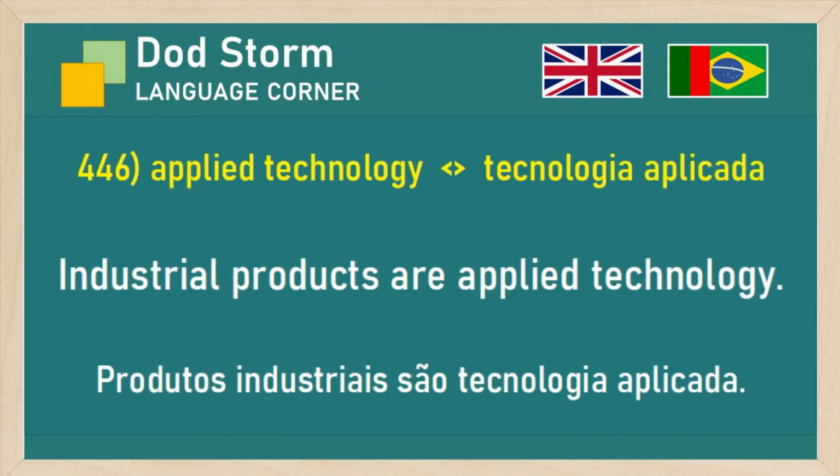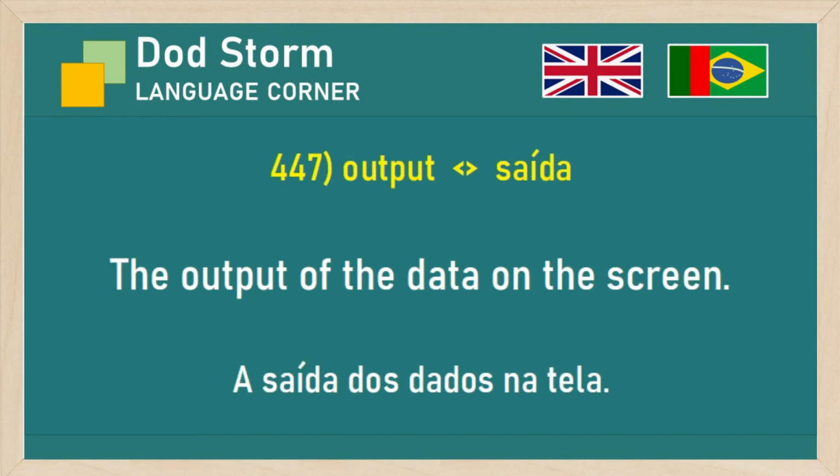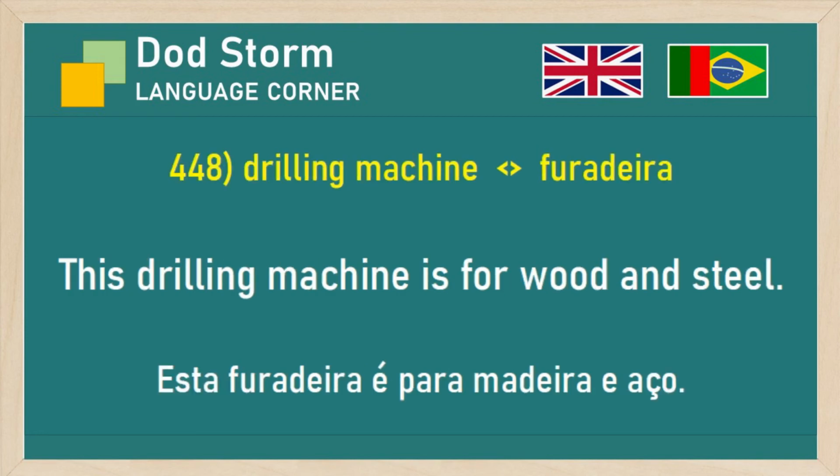Industrial products are applied technology. The output of the data on the screen. This drilling machine is for wood and steel.